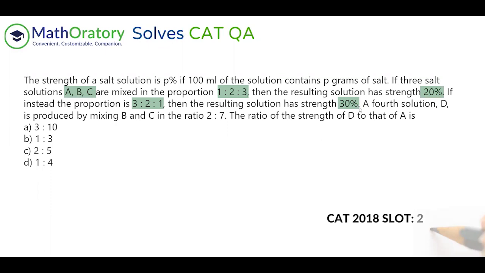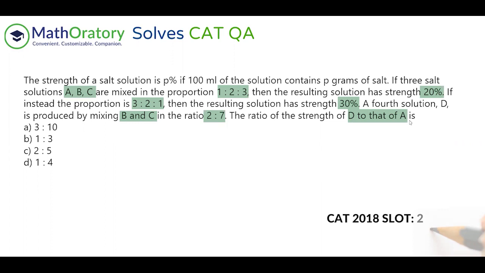What is required? A fourth solution D is produced by mixing B and C in the ratio 2:7. So you're looking for the ratio of the strength of D to that of A. Wow, that's something different.